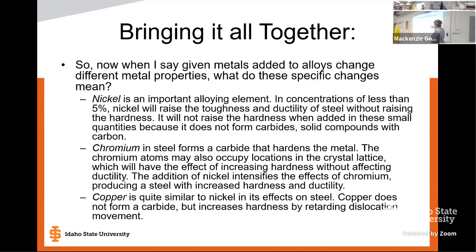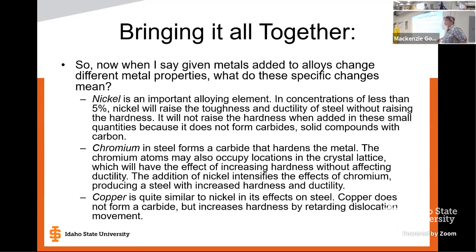Nickel will raise toughness and ductility. We didn't talk about this one because it's just not as important in nuclear, but raising toughness without raising hardness. What does that mean? A metal with higher toughness, but not increasing, or sorry, raising toughness, but not hardness. It takes more work required to deform it or fracture it with nickel added, but the hardness is still the same in that alloy.